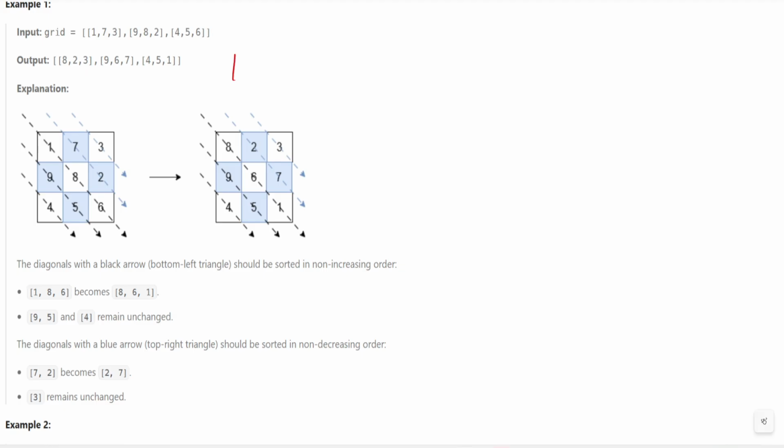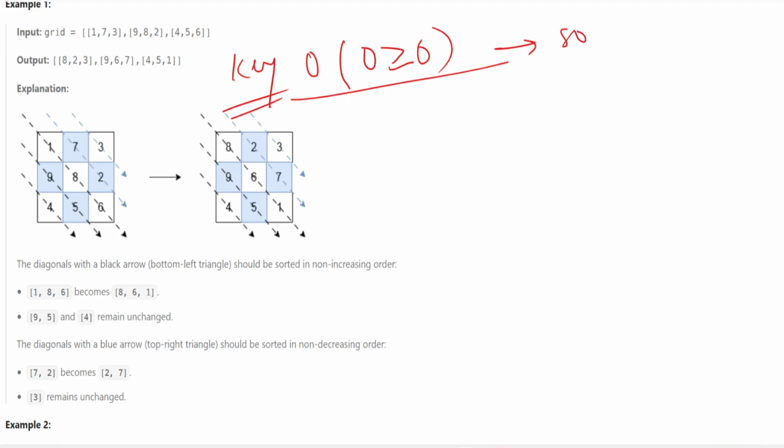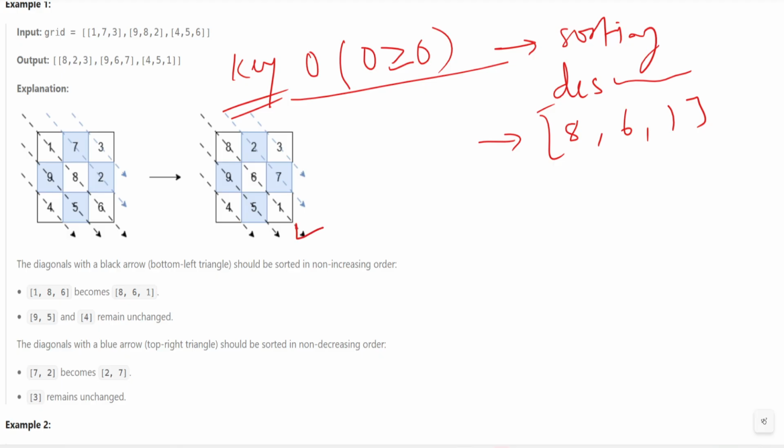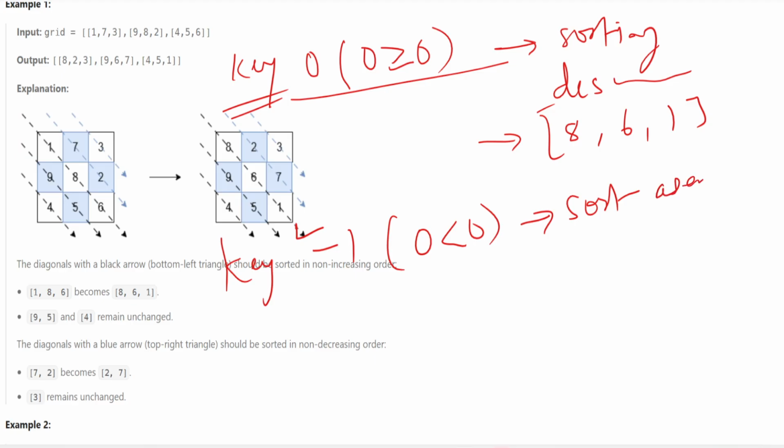What I'm trying to say is, the key value that is coming, let's suppose 0, is greater than or equal to 0, right? It means we have to sort it in descending order. It will become 8, 6, and 1, right? Very first, this main diagonal. Then the key was -1, right? When the key is -1, it is less than 0, correct? If it is less than 0, it means we have to do the sorting in ascending order.